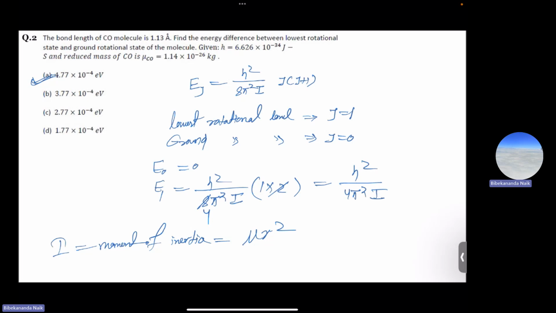This question is pretty much similar to the previous question, but in the previous question, the value of moment of inertia was directly given to us, so we directly put the value of I here. But here the I was calculated and it was reduced mass into the bond length square. The bond length was given in Angstrom, so we converted it into meter by multiplying with 10 to the power minus 10.